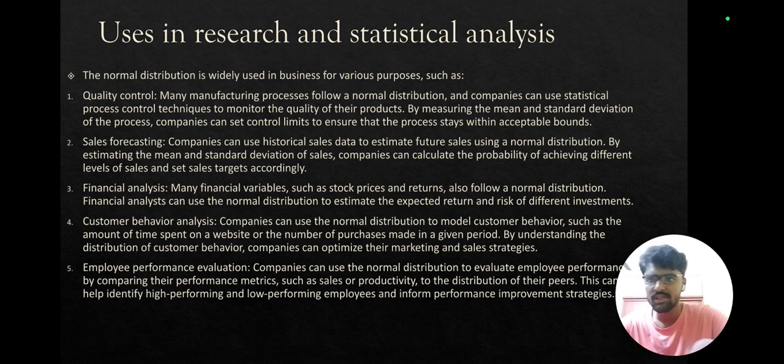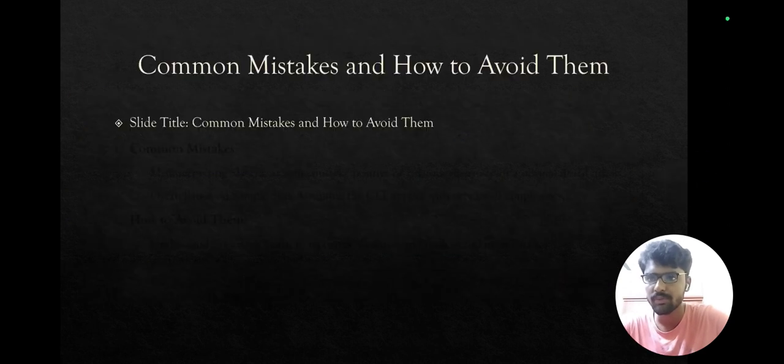The normal distribution is widely used in business for various purposes like quality control. Many manufacturing processes follow a normal distribution, and companies can use statistical process control techniques to monitor the quality of their products by measuring the mean and standard deviation of the process. Companies can set control limits to ensure the process stays within acceptable bounds.